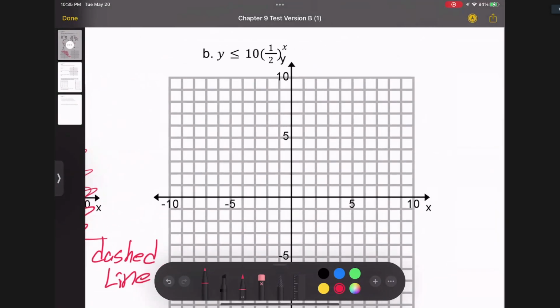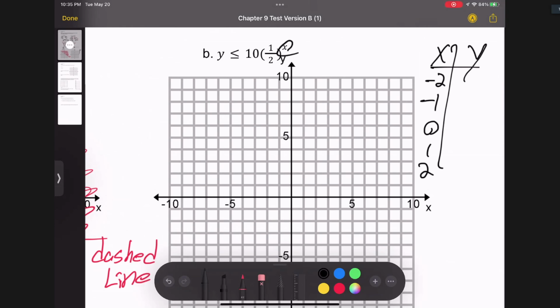Now for this one over here, let me do this quickly. This is going to be nice numbers. So we got x and y. Again, I use -2, -1, 0, 1, and 2. We got to plug it into the calculator. If I were to plug in -2 into this equation, my output should be 40. Since I figured out what the first point is, and I'm constantly multiplying by 1/2, that means I'm just halving every single time.